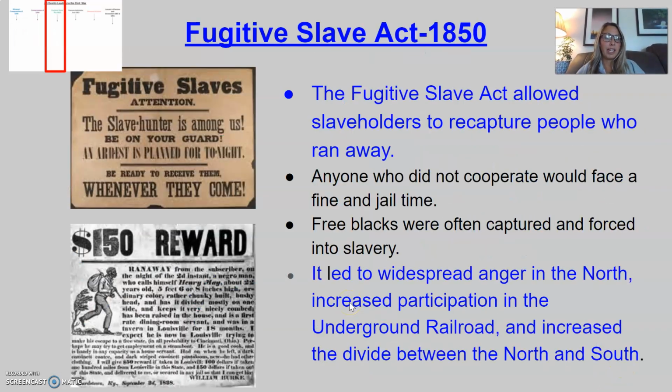The Fugitive Slave Act in 1850 upset a lot of abolitionists. This act allowed slaveholders to capture people who ran away. So people that were trying to escape to freedom, to a better life, could be caught in a northern state and brought back down to the south. This led to widespread anger in the North and increased participation in rebellion and resistance movements such as the Underground Railroad. This made it so the divide between the North and the South got even bigger and tension got even higher.